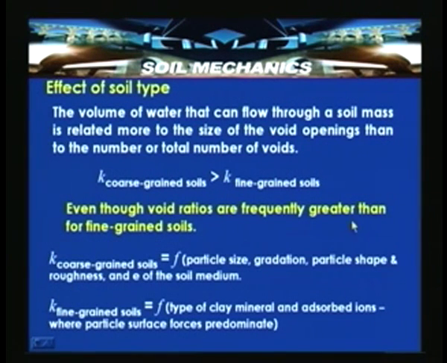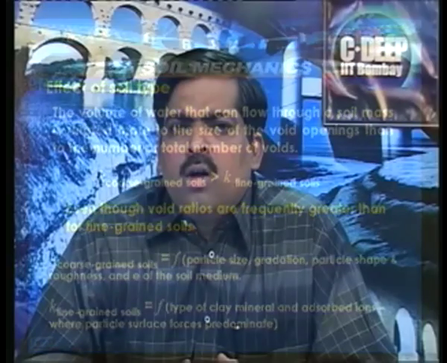That is the reason we have to understand, particularly by keeping in view the environment surrounding the particles. So, K of coarse grained soils is greater than K of fine grained soils, even though the void ratios are frequently greater for fine grained soils. Though the void ratios are very high for fine grained soils, we always see that the K of the coarse grained soils is greater than K of the fine grained soils.